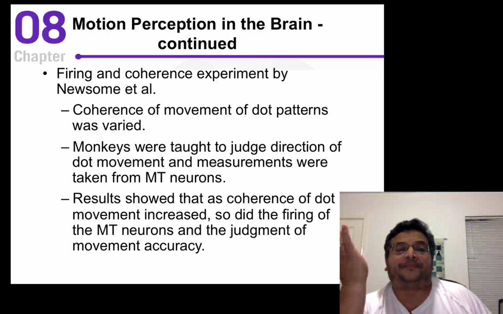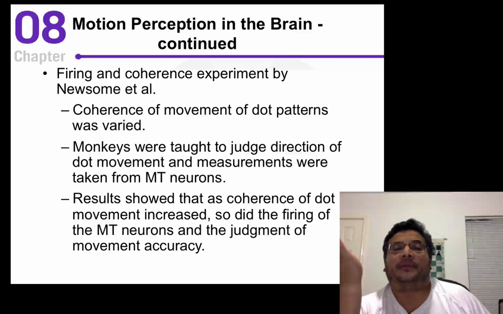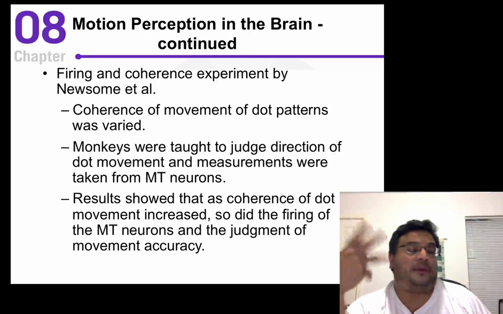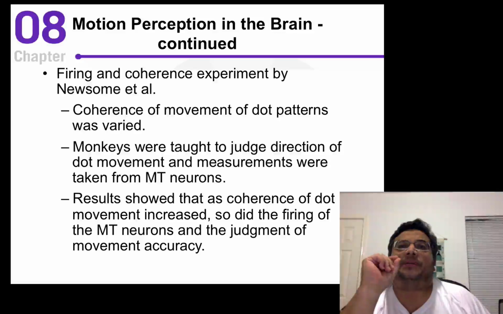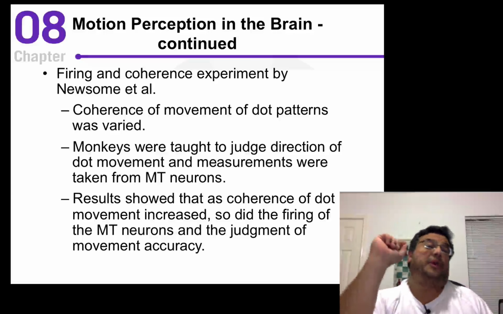When you did this, basically, the more coherence you got, the more the firing of the medial temporal neurons, and the better the accuracy was. So this was a very clear relationship between our ability to detect motion in the monkey's environment and the firing of these neurons. Notice that in this experiment, all of the monkeys saw dots moving around, but it was only those monkeys that were perceiving coherent movement of dots where the medial temporal neurons fired.